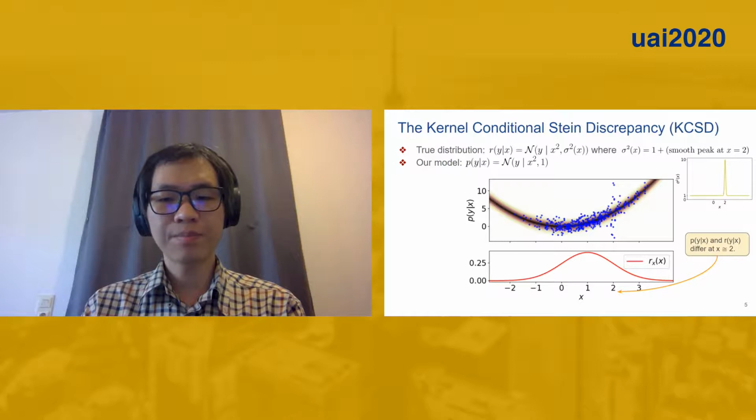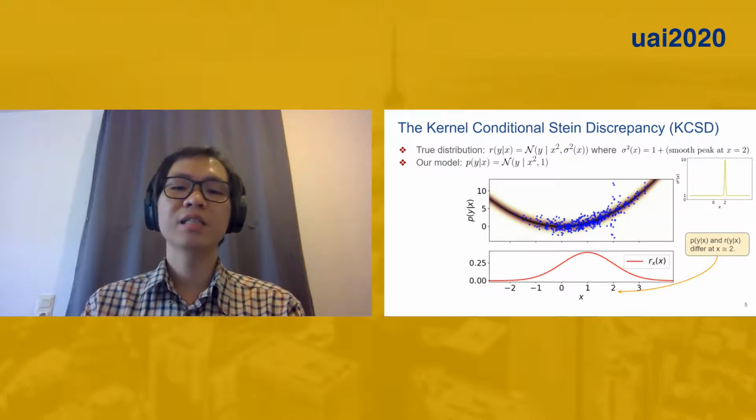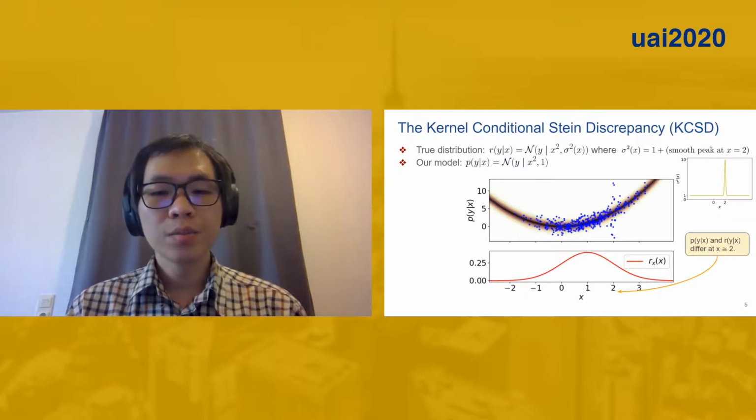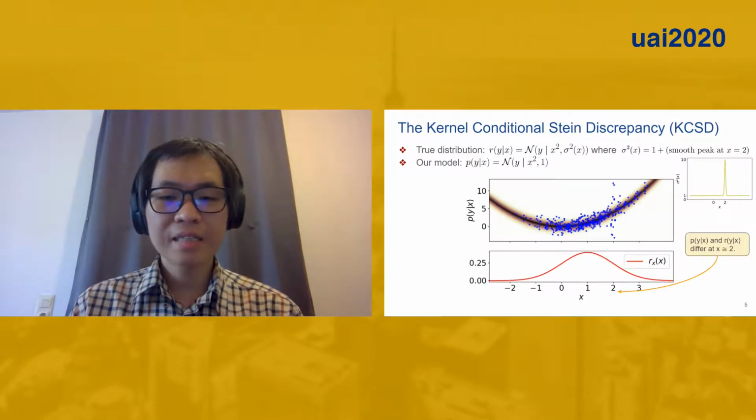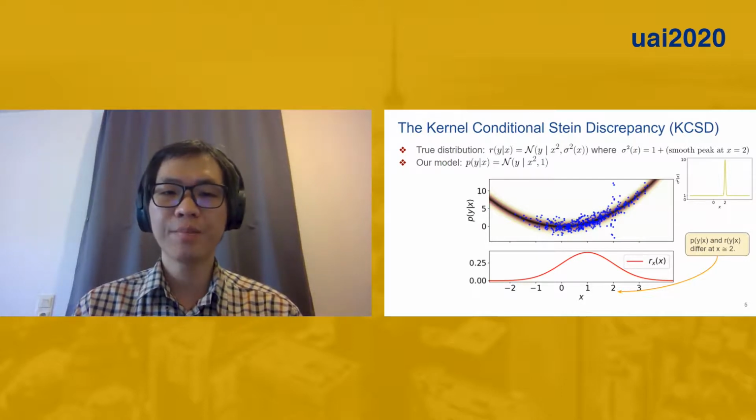So on the right, here's a plot of the variance function. It's 1 almost everywhere except at 2, where it is very high. So one thing to note from this slide is that P and R differ only around x equal to 2. Okay, that's the key point to remember.